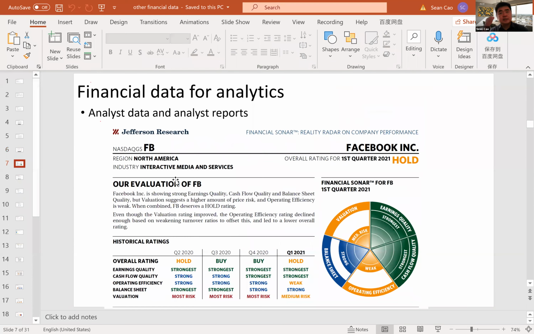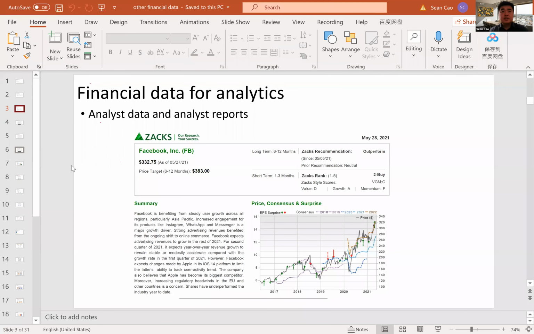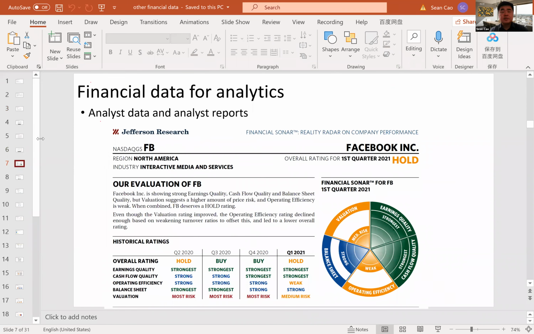Let's look at another example. This is from Jefferies research. By the way, it's a great place to work. JAX and Jefferies research are all great places to work for finance major students. And one day when you are in the interview, you can say, "Wow, I read your report," and you can show your understanding of the firm.